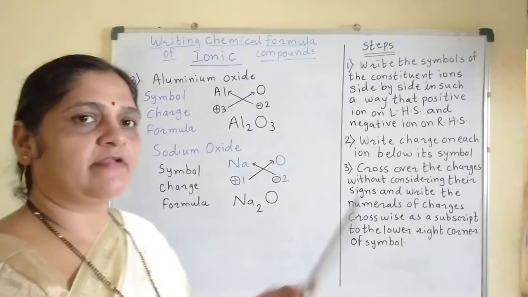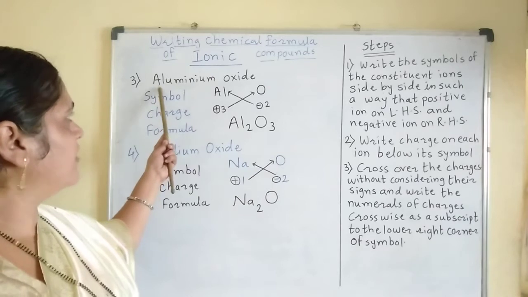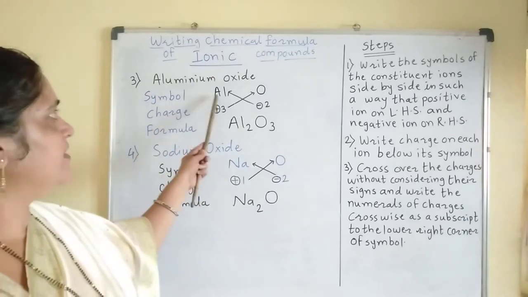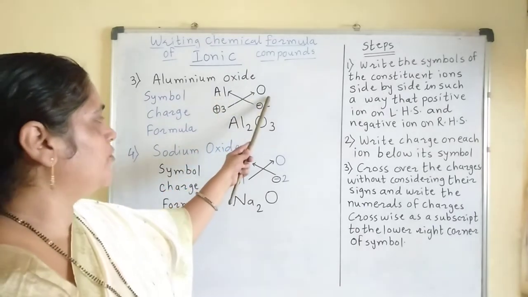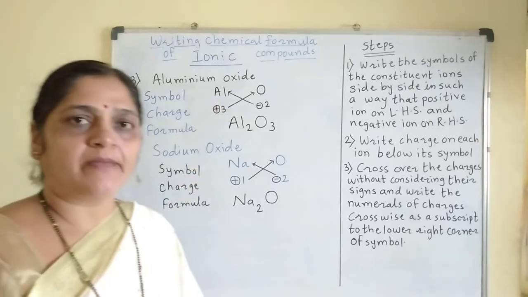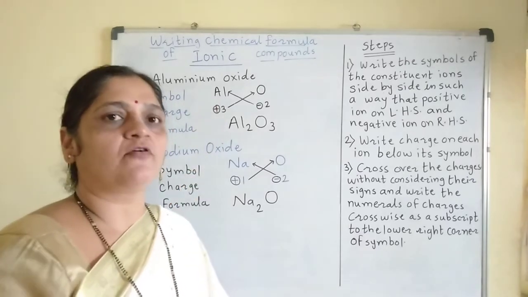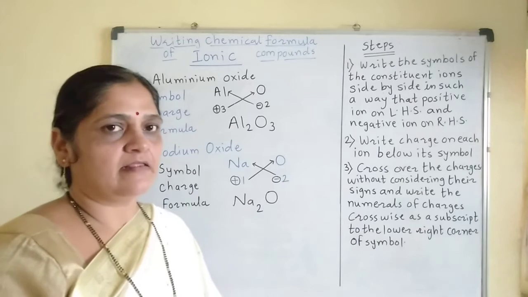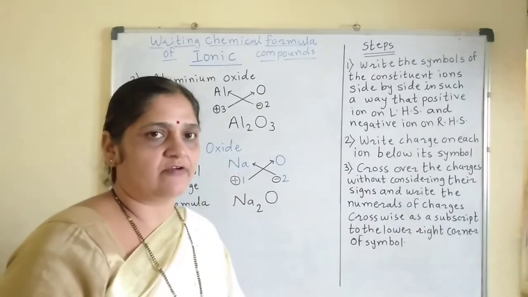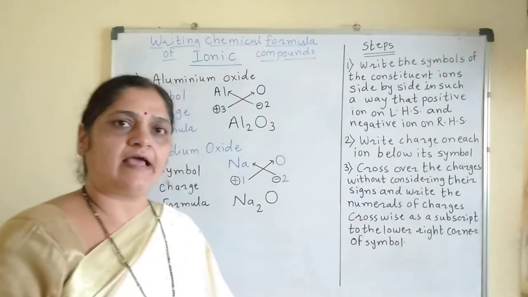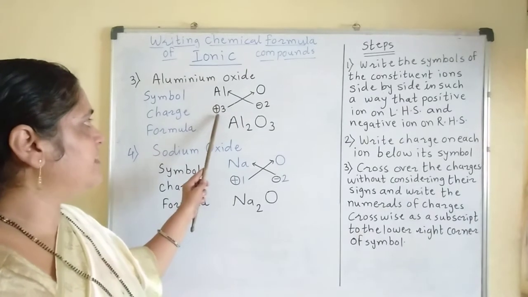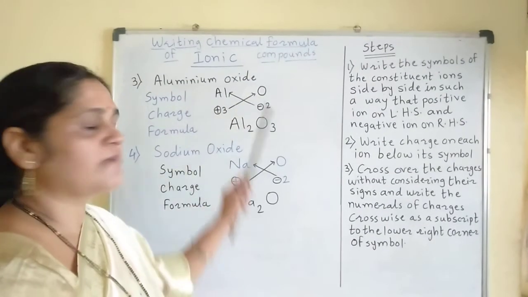Now student, I have taken more examples, that of aluminium oxide and sodium oxide. Here the symbol of aluminium is Al and of oxygen is O. The charge present on aluminium is +3 because aluminium has a tendency to lose 3 electrons and form a positive ion carrying 3 positive charges. And oxygen has a tendency to gain 2 electrons in order to complete the octet and carry 2 negative charges. So here the charge of aluminium is +3 and the charge of oxygen is -2.